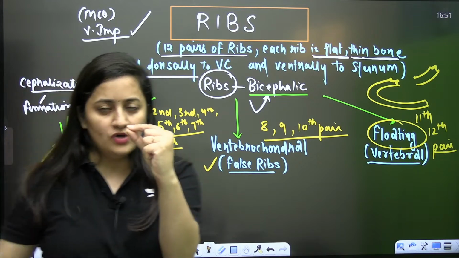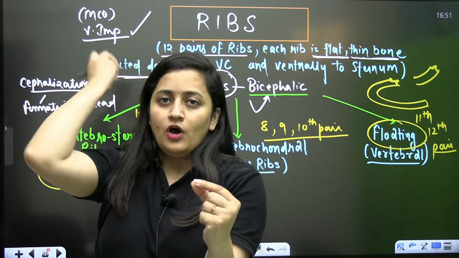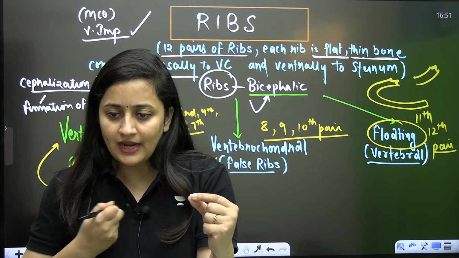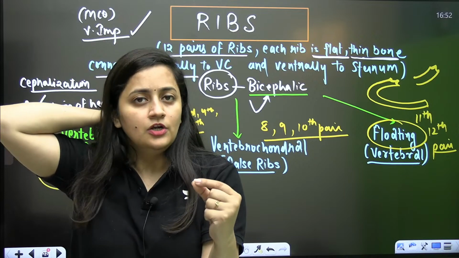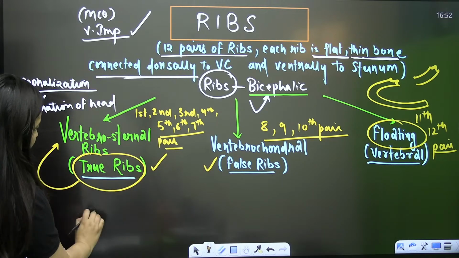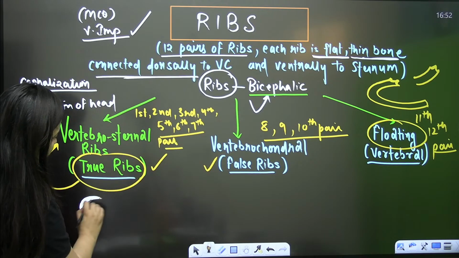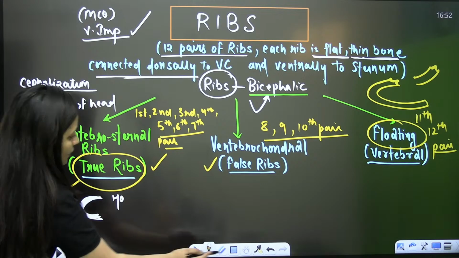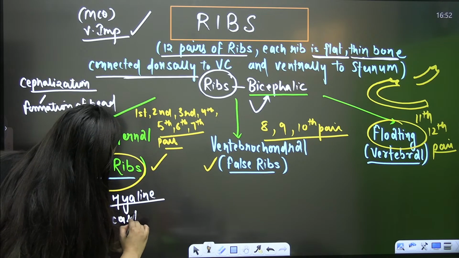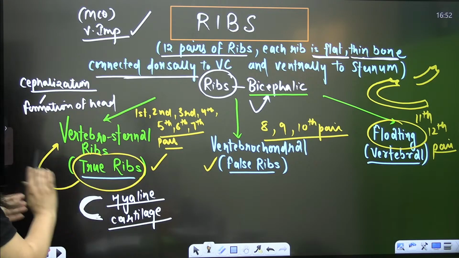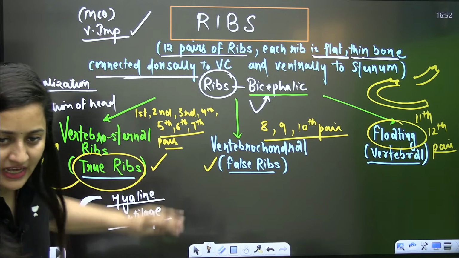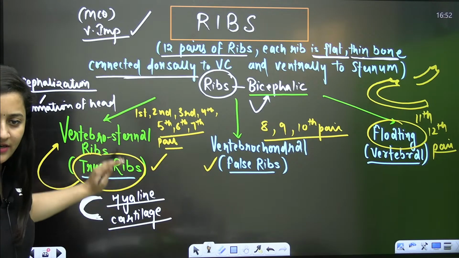True ribs are those which are attached dorsally to the vertebral column and ventrally to the sternum. They are attached directly to the vertebral column as well as to the sternum. And hyaline cartilage, the bluish or glassy cartilage, helps in the attachment. This part is clear? Vertebrosternal part, true ribs, clear.